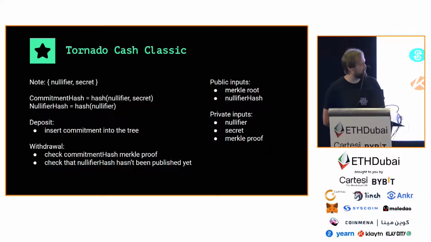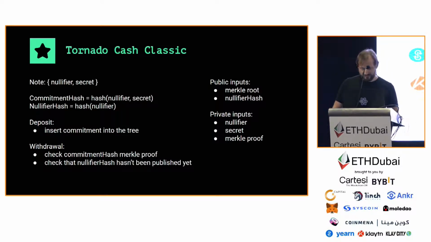And privately, when you're generating a snark proof, you will provide a nullifier, secret, and Merkle proof. This is visible only to you, and the snark proof is generated in the browser. So those private inputs never leave your client side, like your browser.